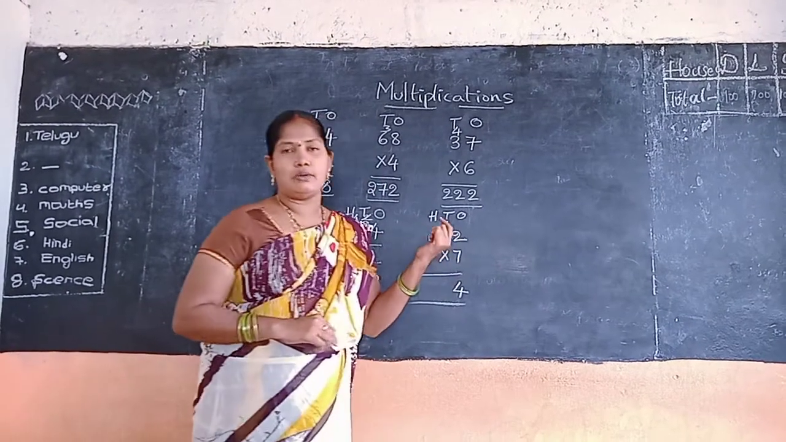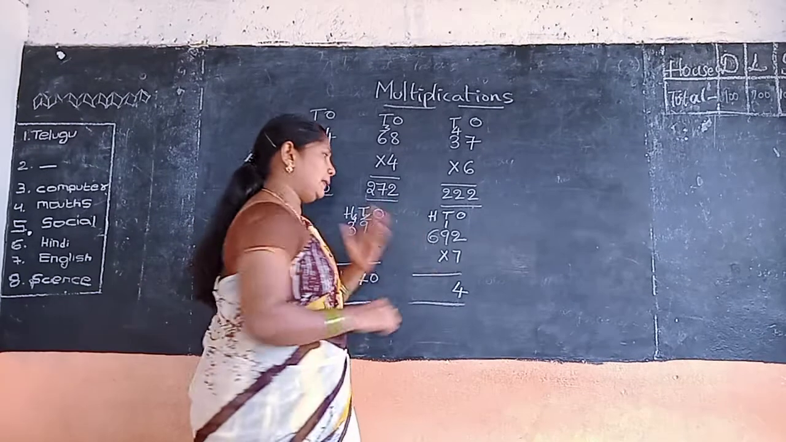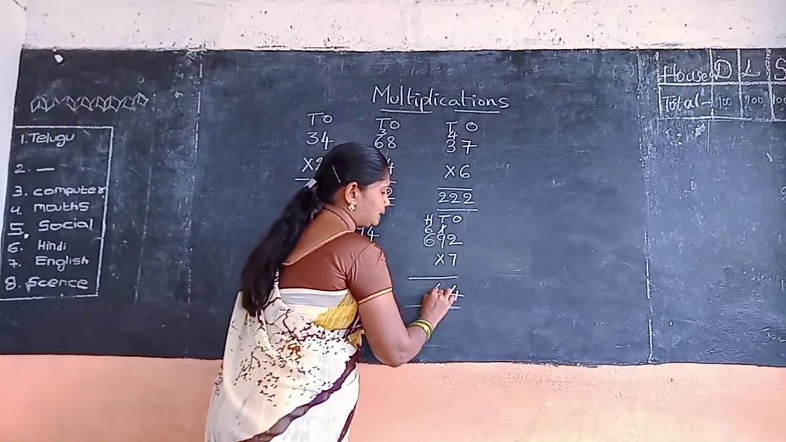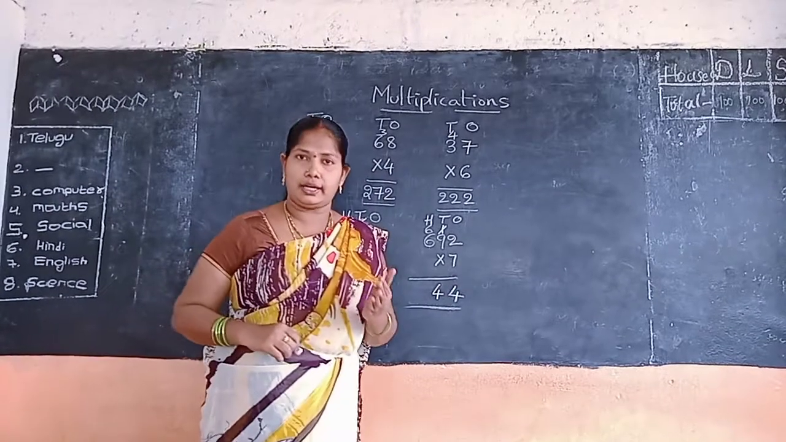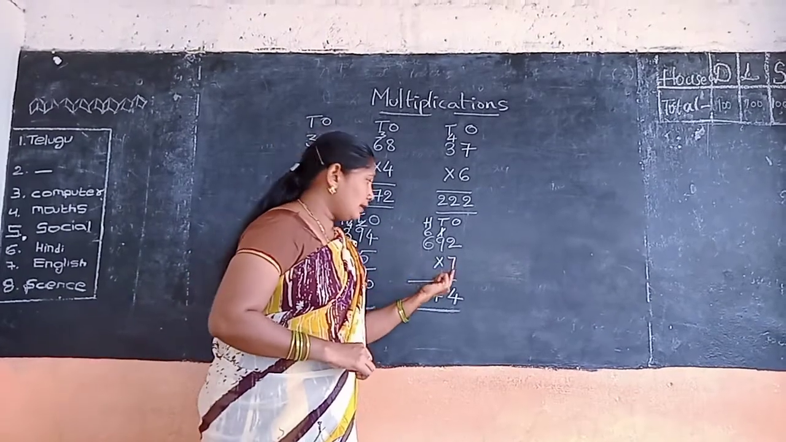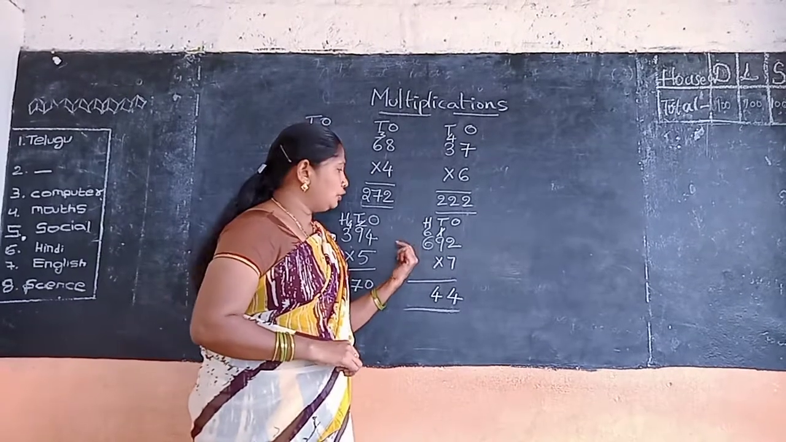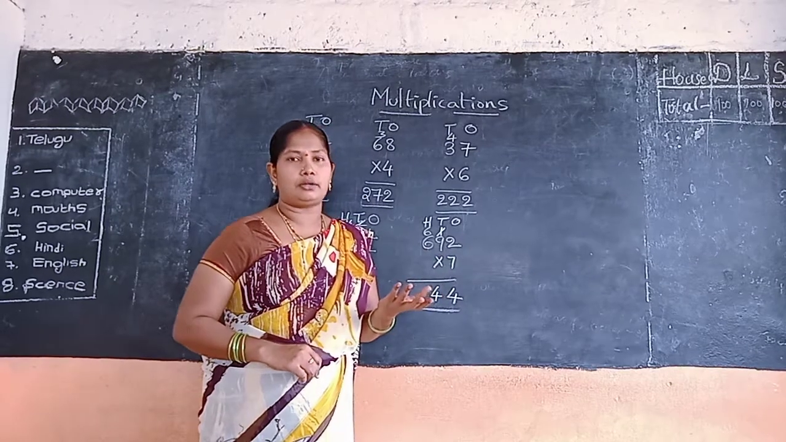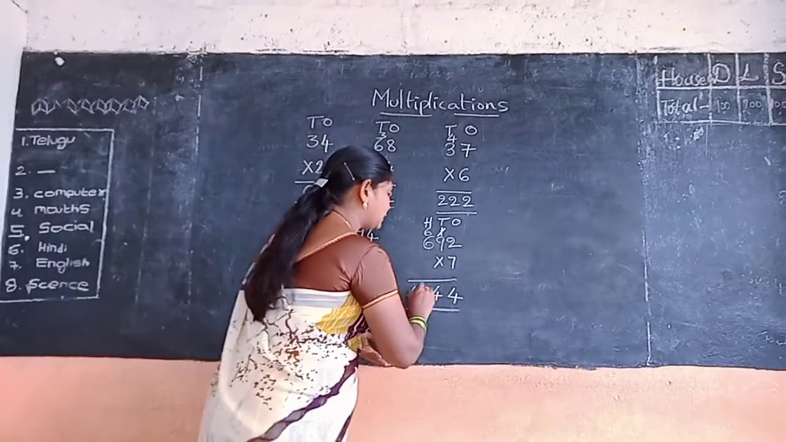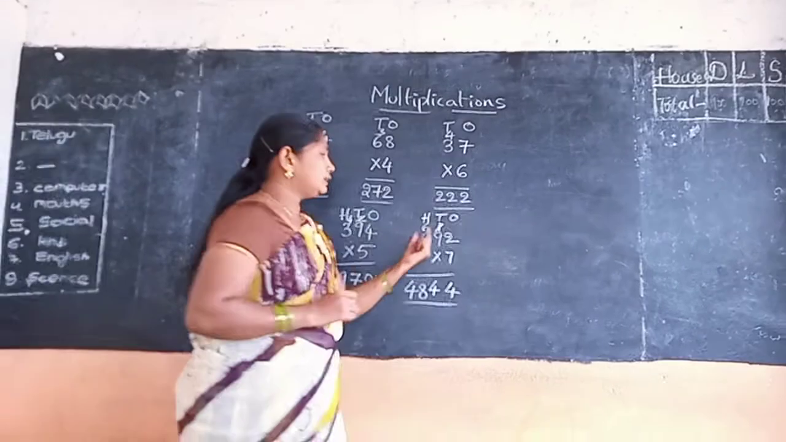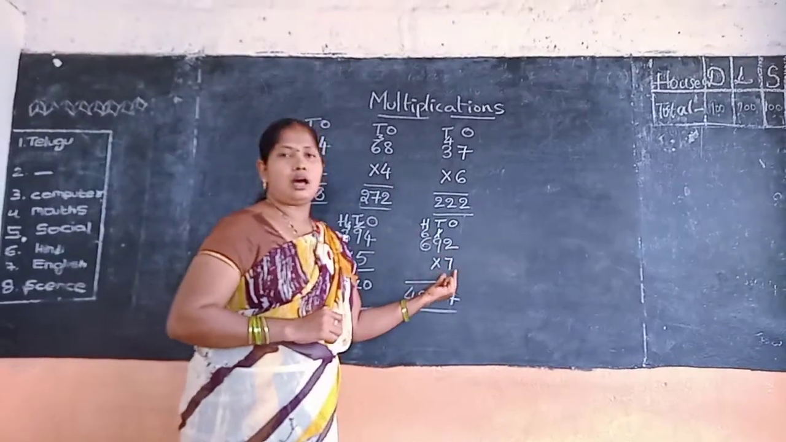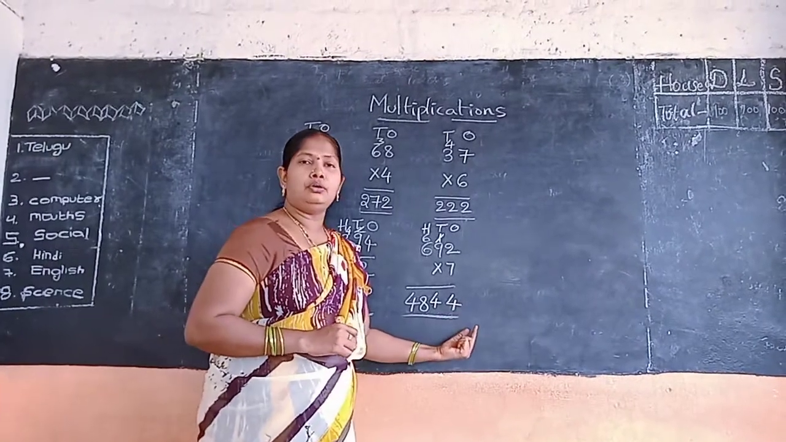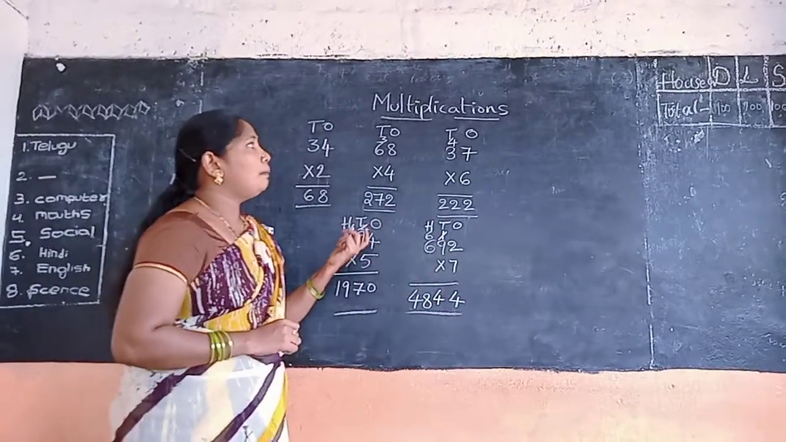Now 7 nines are how much? 63. 63 plus 1. Now this number is struck out. Now write 6 in hundreds place. Now write 4 in tens place. 7 sixes are how much? 42. 42 plus 6 is equal to 48. Now write the last number 48. 692 times 7 is 4842.